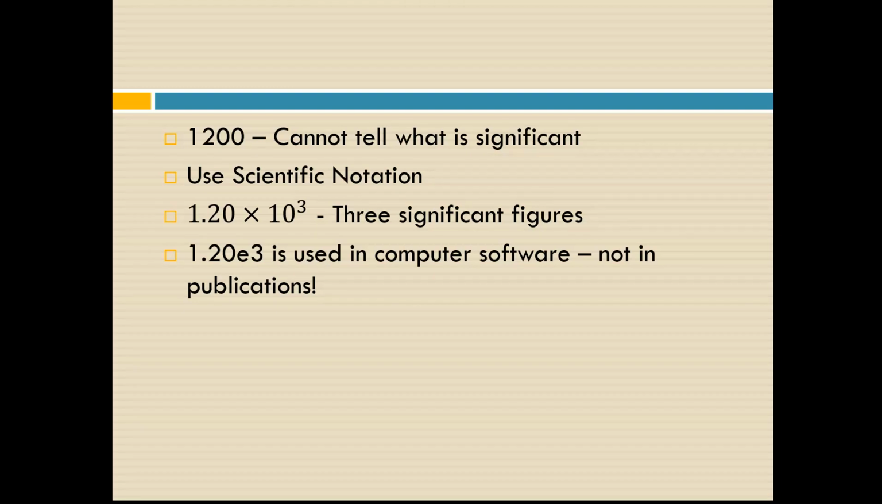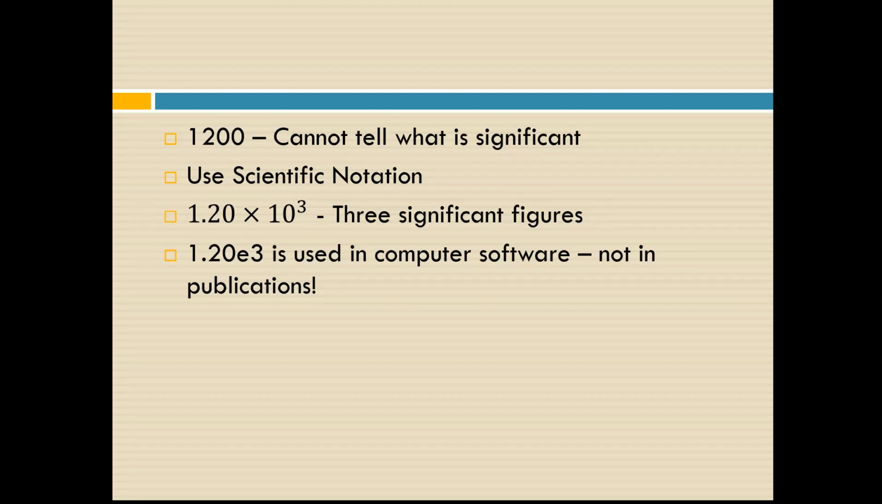Does that make sense? So by using scientific notation, my number 1,200 turns into 1.20, in this example, by the way, 1.20 times 10 to the third. How many significant figures in that number? 3, and that solves our problem.